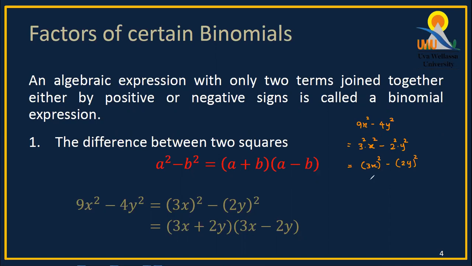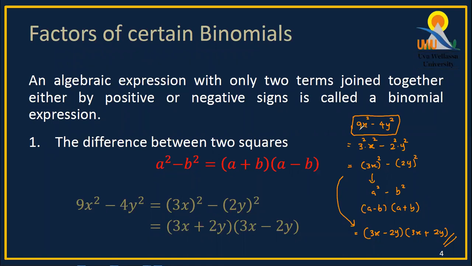Now it is quite similar to the form a squared minus b squared. If you have a squared minus b squared, you can factor it as a minus b into a plus b. Instead of a, we substitute 3x, then the minus sign, and b is 2y. Likewise, we can write the next bracket, the only change being the plus sign instead of the minus sign. Then 3x minus 2y times 3x plus 2y are the factors of 9 times x squared minus 4y squared.